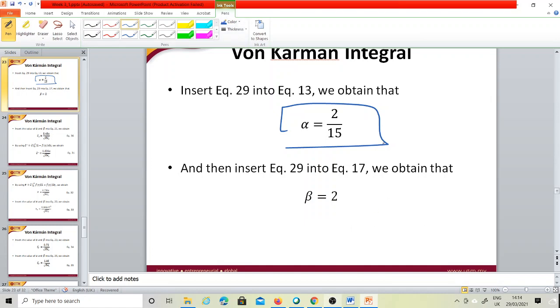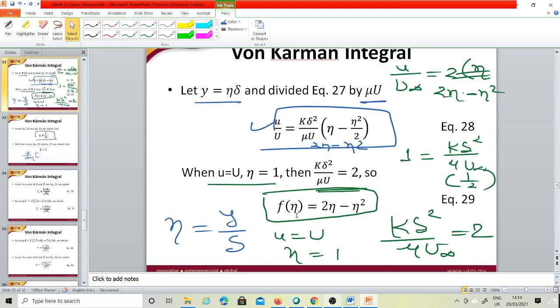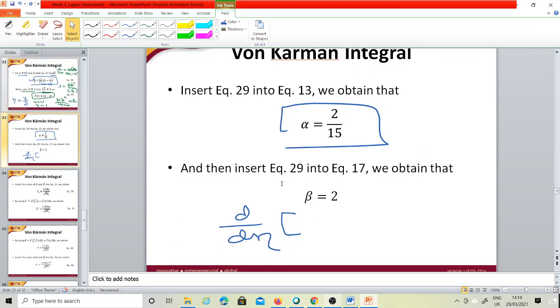Yeah, so what you just need to do is differentiate eta in terms of only this one. You will have 2 eta minus eta square. If you differentiate this one, you will get the value, in this case it's 2, right?